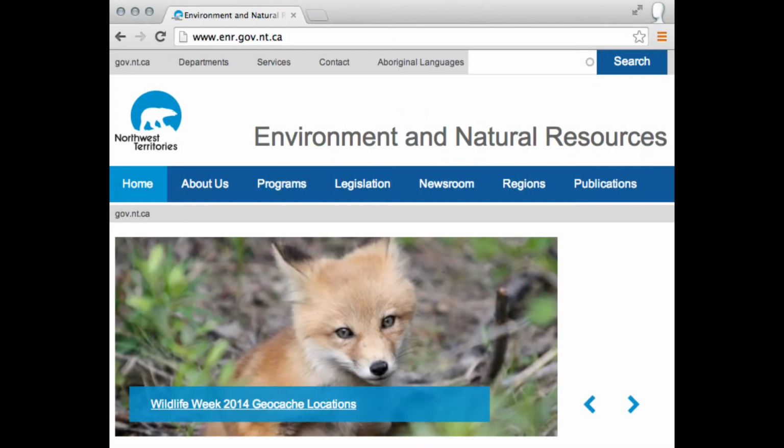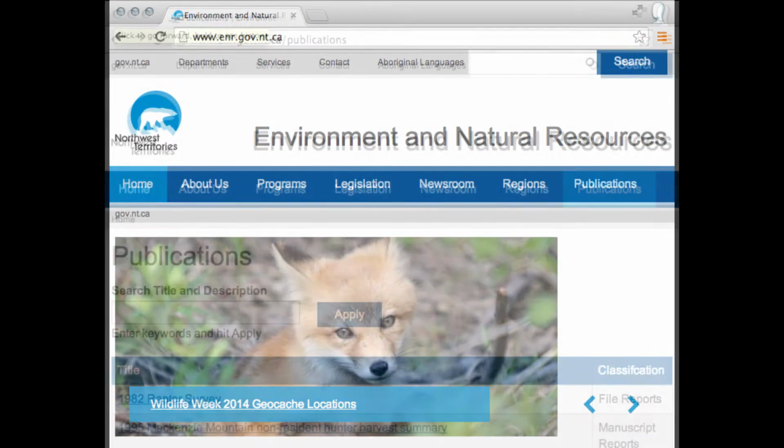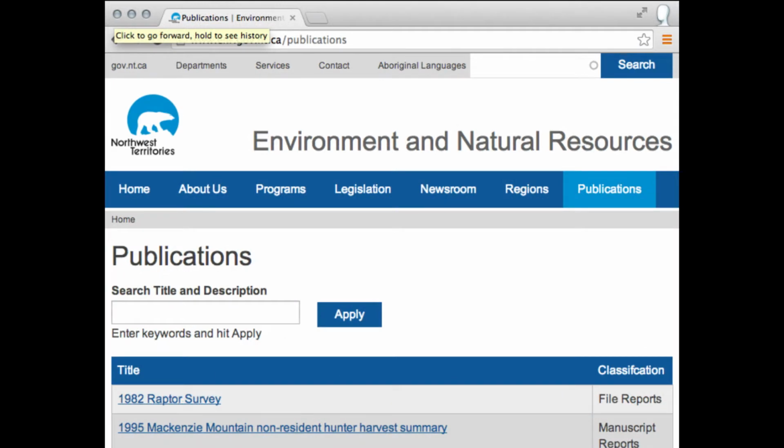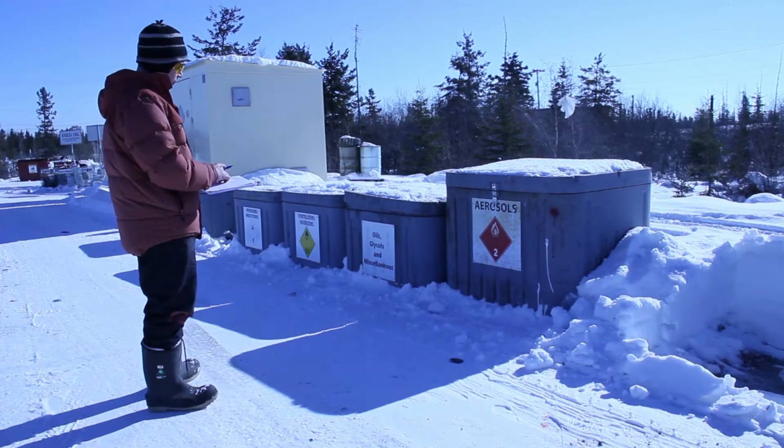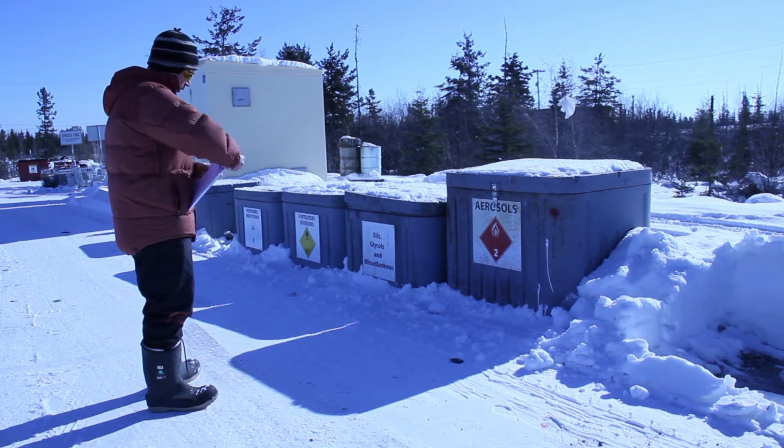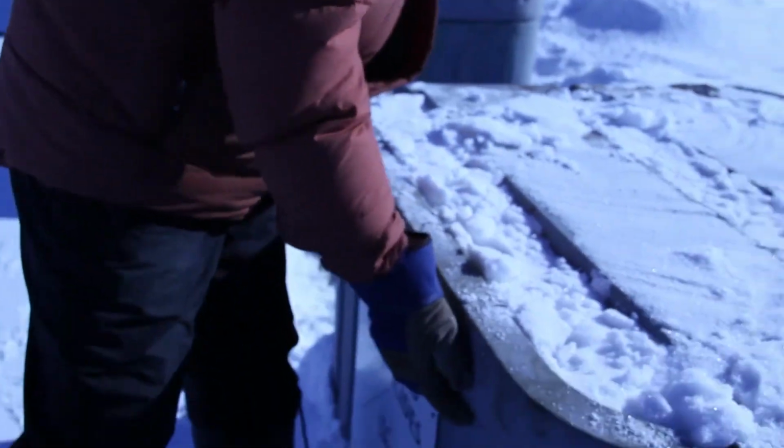Go to www.enr.gov.nt.ca, select Publications, and search for hazardous waste. This is the segregation bin system at the Yellowknife landfill site. You might want to consider using a similar system, maybe on a smaller scale.